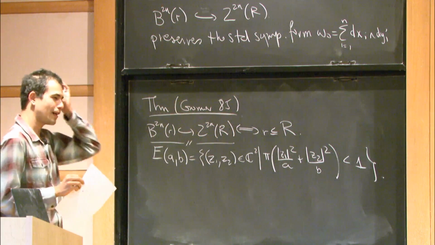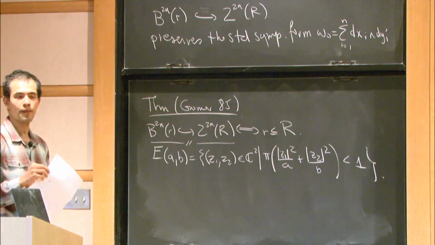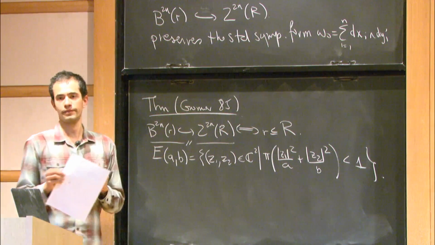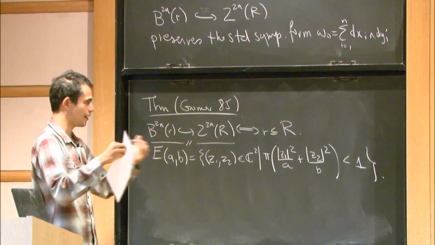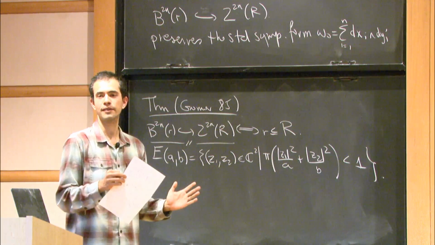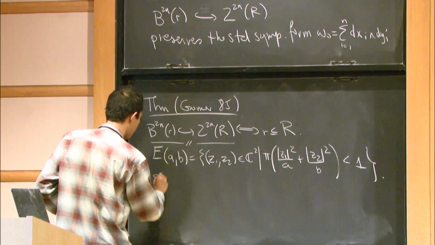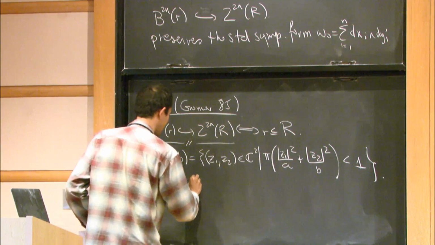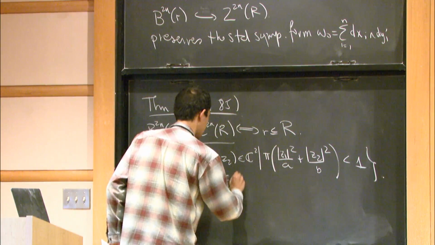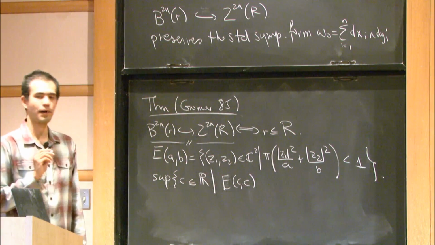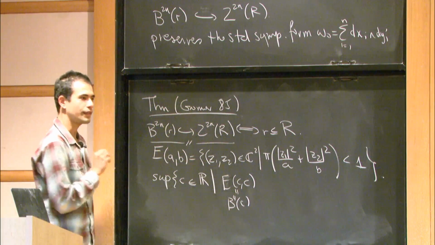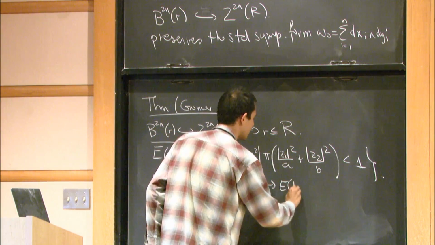You could ask questions about embeddings of these ellipsoids. The most primitive question I guess you could ask is, what's the largest ball that embeds in a given ellipsoid? Since everything is multiplication invariant, I can just fix one of the parameters of the ellipsoid to be 1. Then I can ask, for example, what's the biggest ball? What's the supremum of c in R such that a ball E(c,c), which is the same as B of c, embeds into E(1,a)?